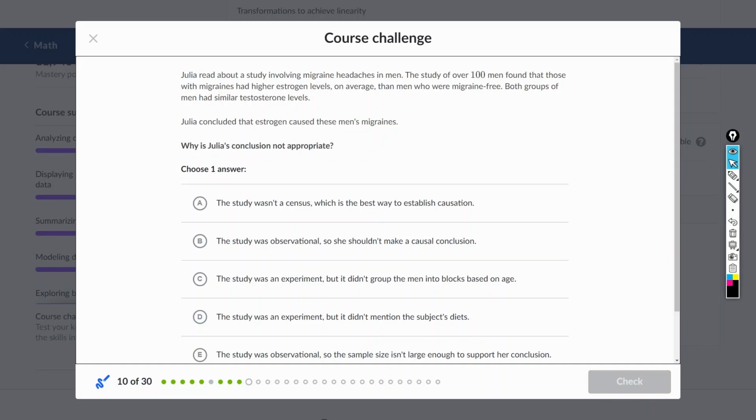好，Julia read about a study involving migraine headaches in men. A study of over 100 men found that those with migraines had higher level on average than men who were migraine free. Both groups of men had similar testosterone levels. Julia concluded that the level caused these men's migraines. Why is this conclusion not appropriate?